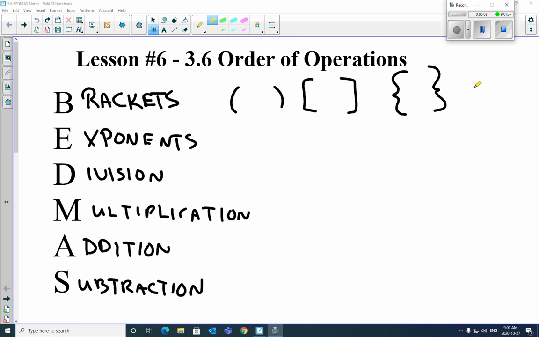Okay, this is order of operations. So order of operations is the order that you do stuff in when you're doing calculations. You know already BEDMAS, it's really, really common. Brackets, exponents, division, multiplication, addition, subtraction. It's just the order you do stuff in.